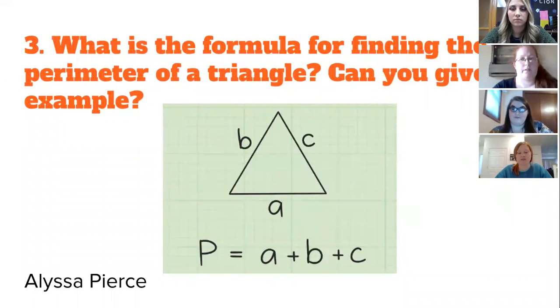Hey, Alyssa, what is the formula for finding the perimeter of a triangle? And can you give us an example? Sure can. So let's start with that formula. Here I have just a basic Googled example. So perimeter equals A plus B plus C, which is all the sides.